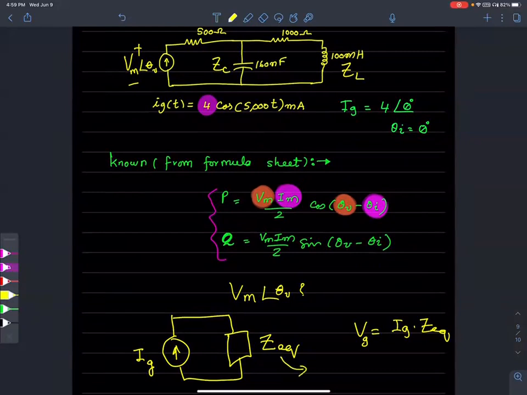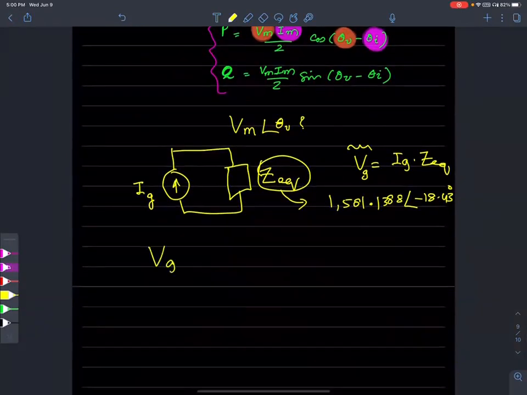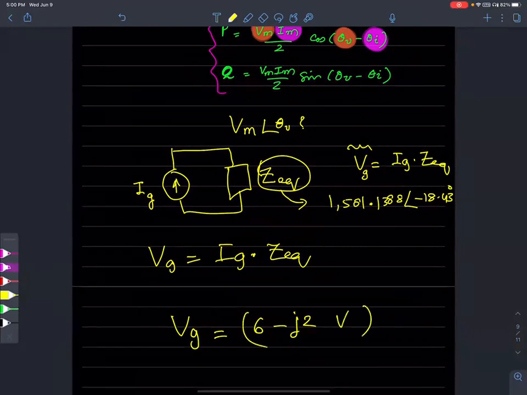When you do that, you'd get a Z equivalent of 1581.1388 angle negative 18.43 degrees. So this is Z equivalent. In order to find Vg, all you've got to do is multiply the two. So you can do Vg equals Ig times Z equivalent. Then you would get an expression for Vg to be 6 minus j2 volts.